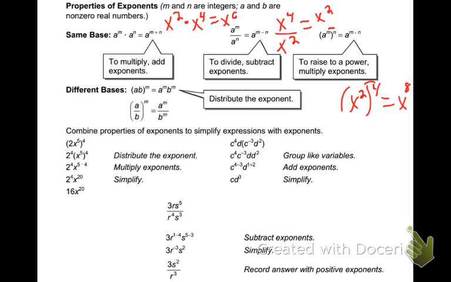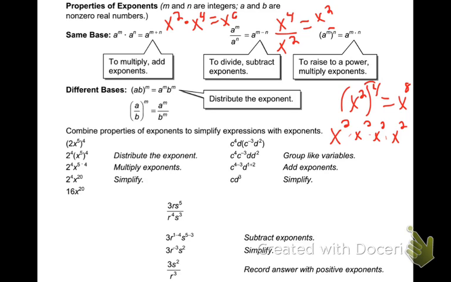And again, what could I always do? I could always list them out if I struggle. For example here, x squared to the fourth. I could say x squared times x squared times x squared times x squared. I list them out: 2 plus 2 plus 2 plus 2. I get x to the 8th power.